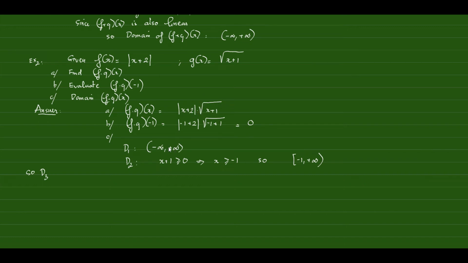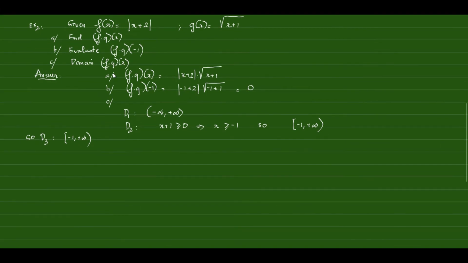Okay, so the domain, just think about this is the domain of this. You're going to find the intersection. So the domain D3, which is the domain of the product function f times g, will be this, because you find the intersection. So the domain will be -1 to positive infinity. Okay, you find the intersection. So that's how it is. That's how you find the domain of the product.